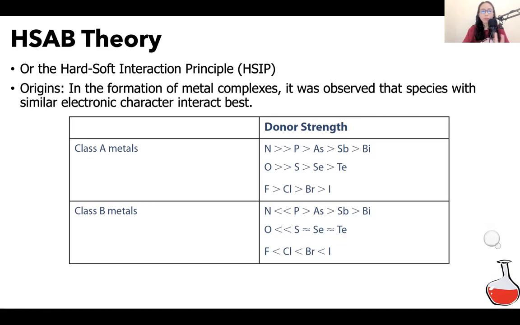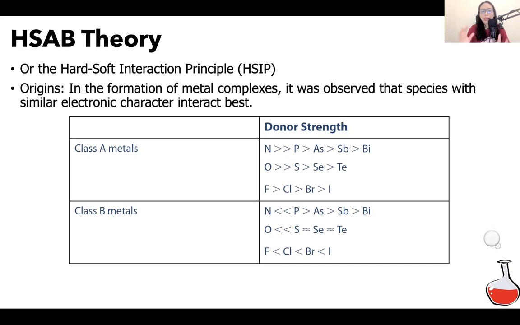So in the 1950s, some group of chemists organized or classified metals based on the stability of complexes that they can form. So they were able to classify metals into two groups. So we have the class A metals and the class B metals.